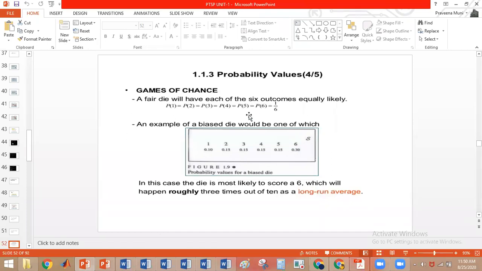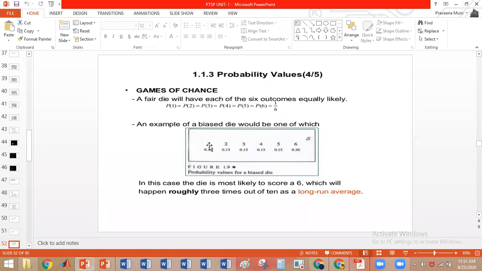Now the example of a biased die. In the previous case each outcome occurs equally likely. If it is a biased die, each outcome does not occur equally likely. Depending on the biasing, some of the outcomes will occur more frequently compared to the other outcomes. Then it is called a biased die.